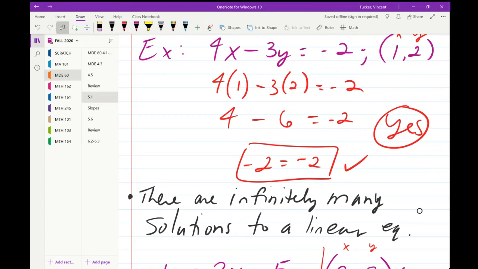So there are infinitely many solutions to a linear equation. I should have said to an equation, period. But when you have a graph, whatever's on this line represents the ordered pairs that are solutions. And so when we get to graphing our lines, you'll see more of what we mean. But there are infinitely many solutions to your equation.